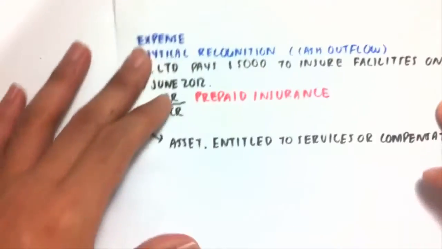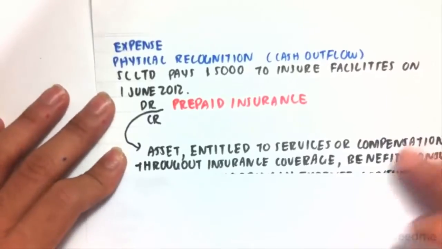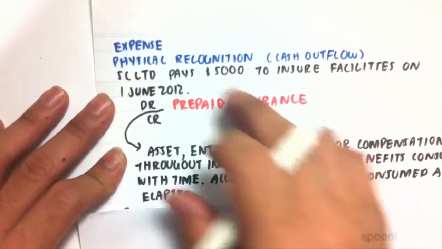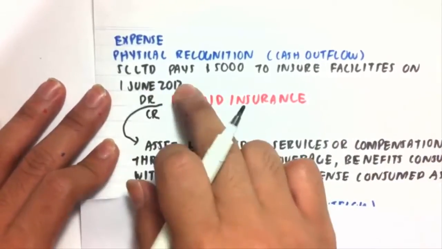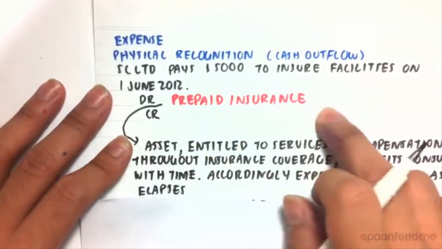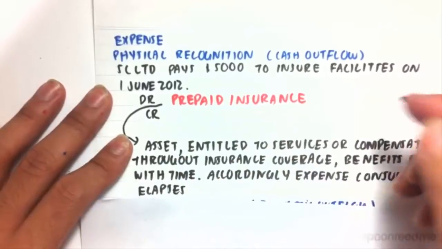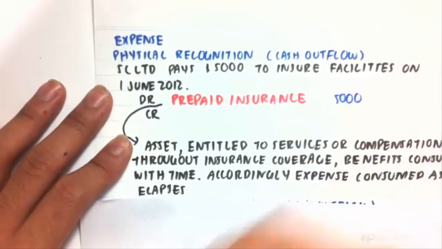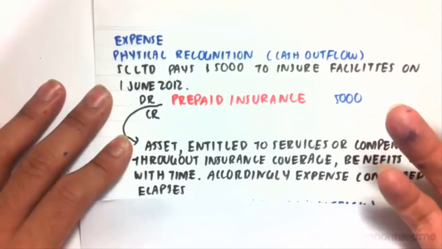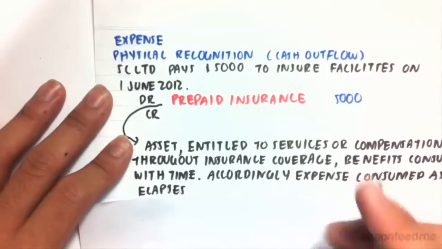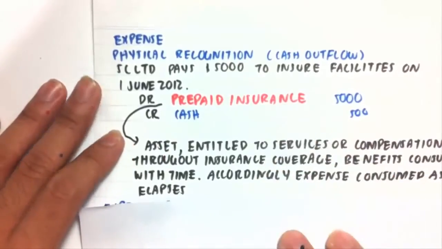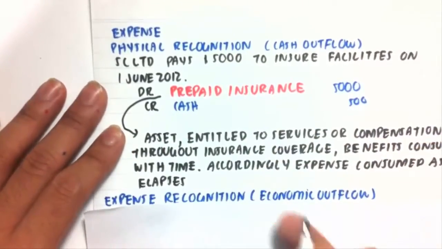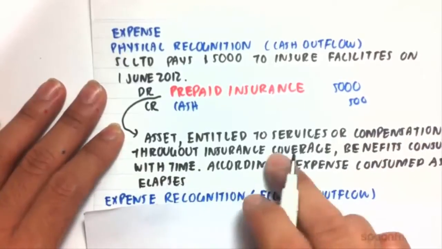And then lastly, we go to our expenses. So we have a physical recognition of cash outflow first. SC Ltd pays $5,000 to insure their facilities on the 1st of June 2012. So we have this new account called prepaid insurance. It's kind of like a deposit. Well, not like a deposit. They paid $5,000 for services in order to insure them. And then we credit our cash account. So cash has already been paid out. And so that prepaid insurance is an asset. It entitles us to a service or compensation throughout the insurance coverage.